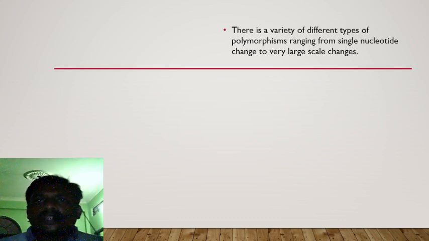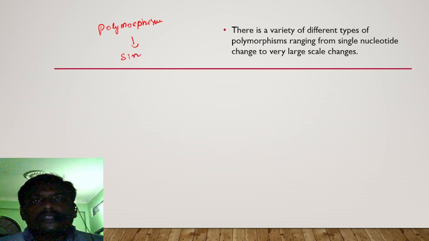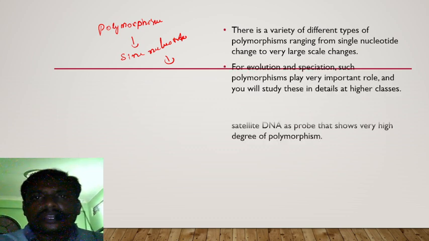Understood, everyone? There is a variety of different types of polymorphism, ranging from single nucleotide changes to very large scale changes.